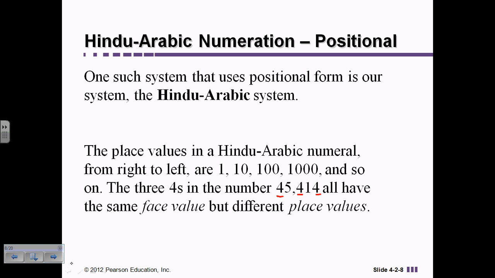So here we have the number 45,414, and there are three fours in the number. But because of the position of the three fours, they have different values. The first four is in the ones place, the next four is in the hundreds place, and the last four is in the 10,000s place. So they have different place values.